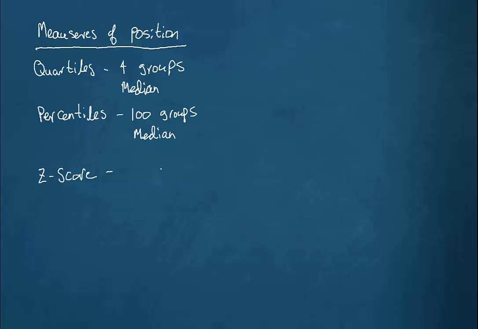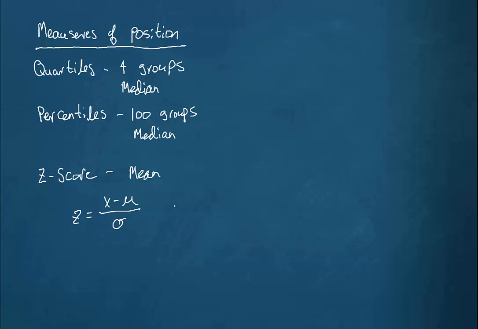Another measure of position that we can talk about is called the z-score. And the z-score uses the mean as the measure of central tendency. And there is a formula for the z-score, and it looks like this. Z is calculated by subtracting the mean from a data value and dividing by its standard deviation.